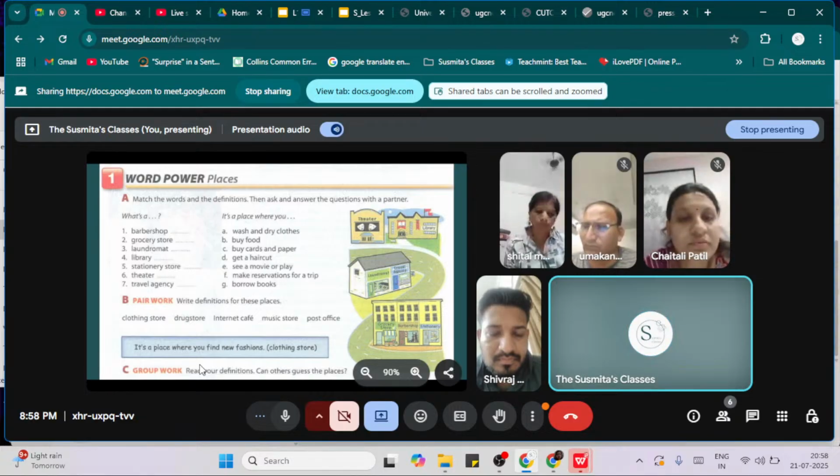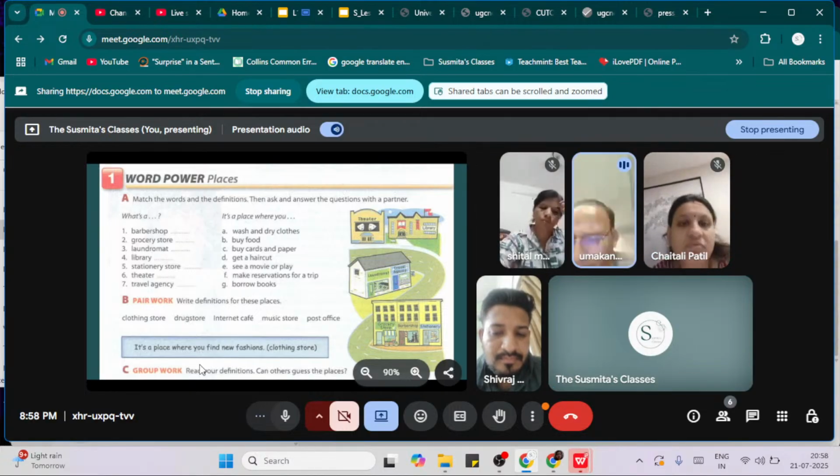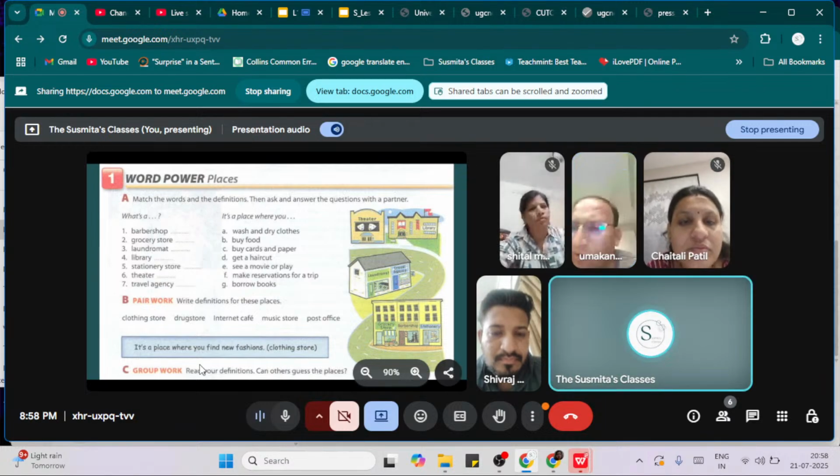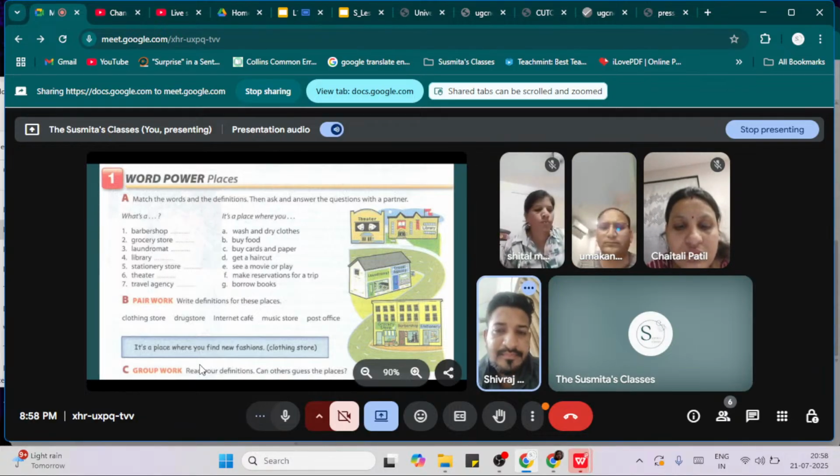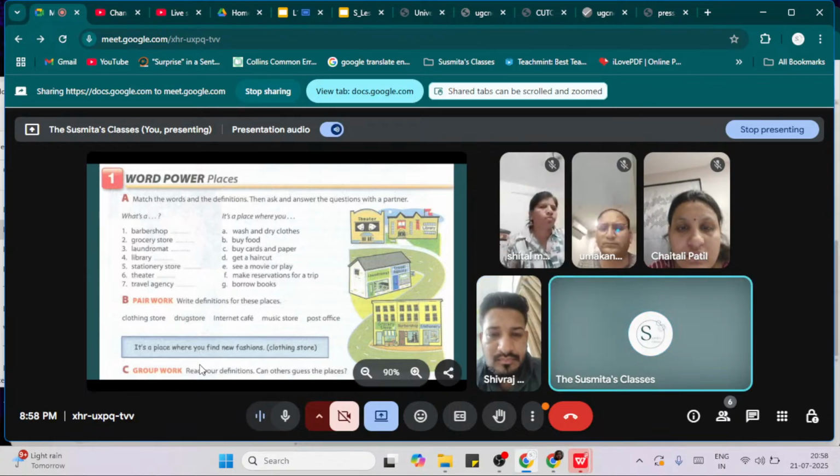Umakant sir, what is a theater? It is a place where you see a movie or play. Very good. Last one, Shivraj. What is a travel agency? It is a place where you make reservation for a trip. Very good. Now the open questions. Okay.